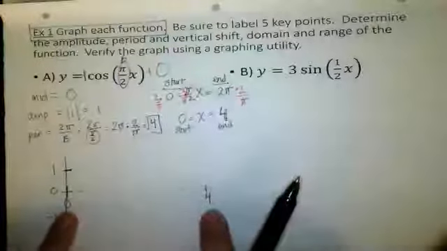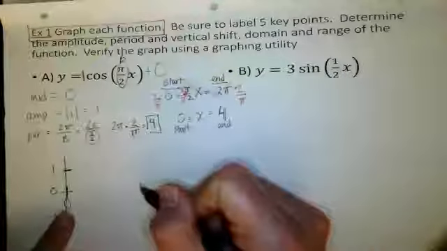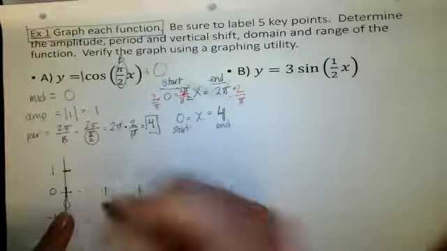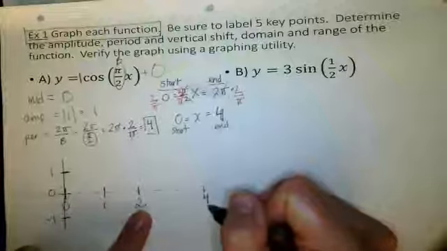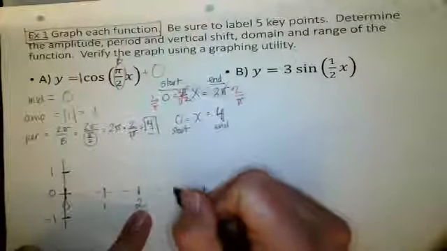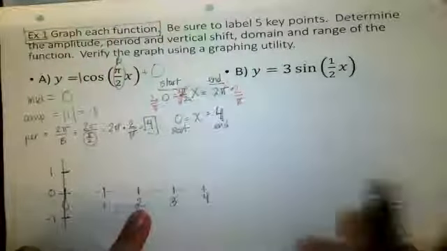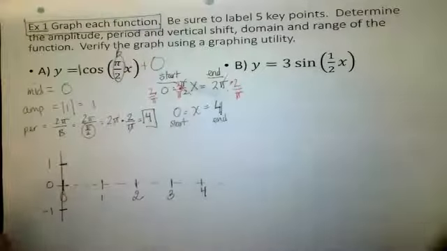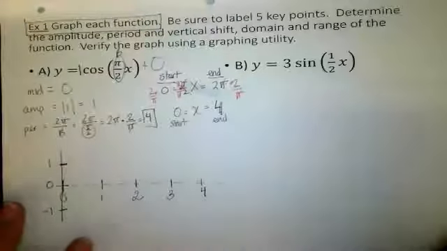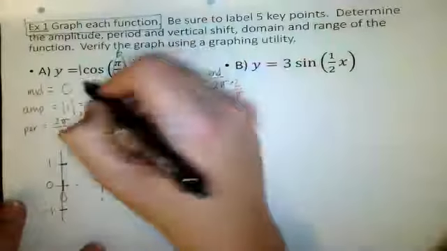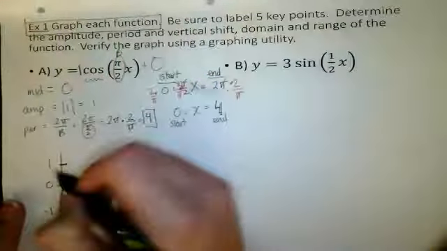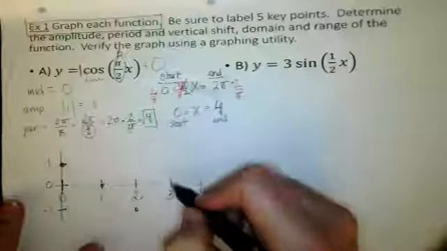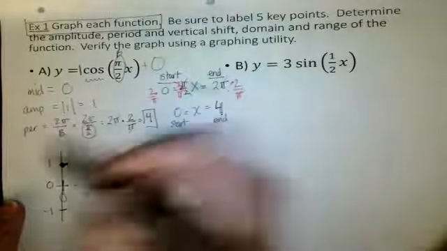What is halfway between 0 and 4? What's halfway between 0 and 2? And what's halfway between 4 and 2? 3. Oh, 0, 1, 2, 3, 4. Hey, that's a nice little pattern. Okay. Now, what is our cosine song? High, middle, low, middle, high. Very good.